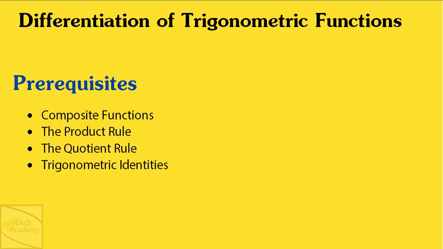In this video, I'm going to cover techniques for differentiating trigonometric functions. In order to be able to move on to the differentiation of trig functions, you need to be familiar with at least the following. You need to know how to break down a function into two simpler functions, known as composite functions. You need to be familiar with the product rule, the quotient rule, and some trigonometric identities. So the first thing I'm going to do is quickly cover these four concepts.